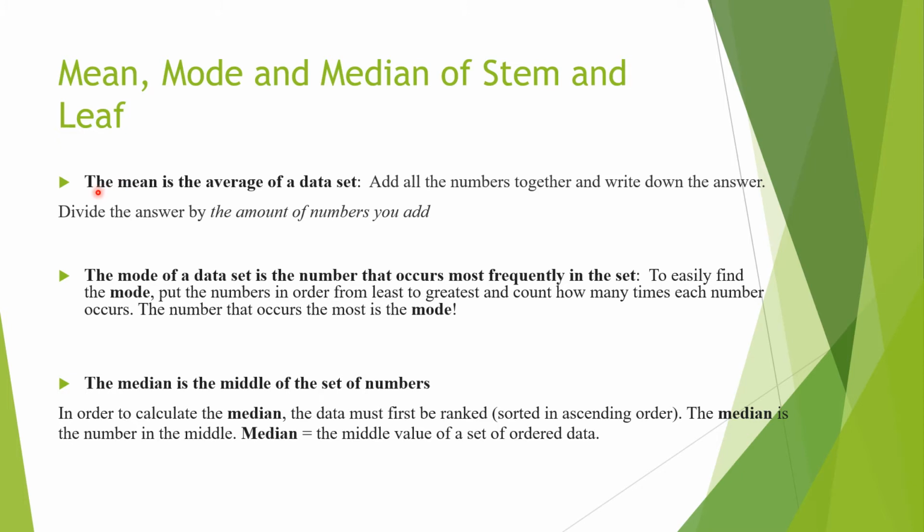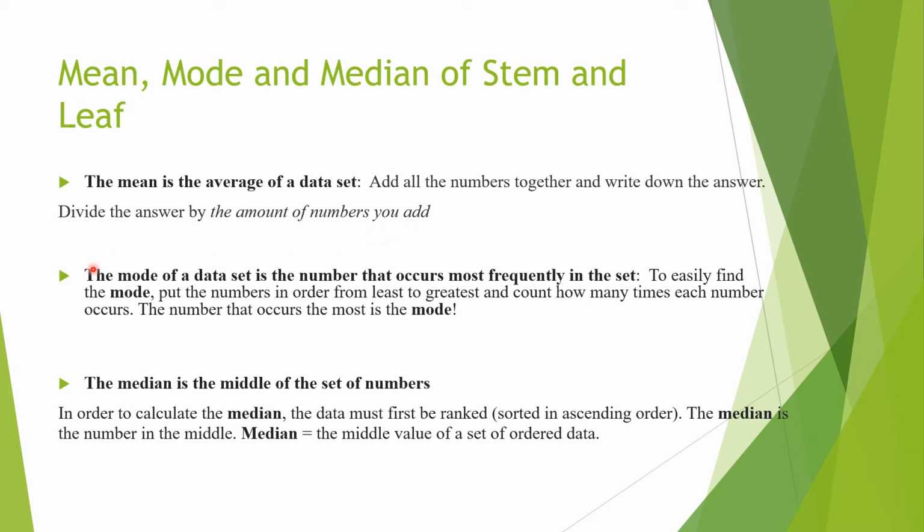The mean is the average of a data set. And how do you get the mean? We add all the numbers together and write down the answer. So we sum the numbers, right? Then we divide that answer by the amount of numbers that you added.